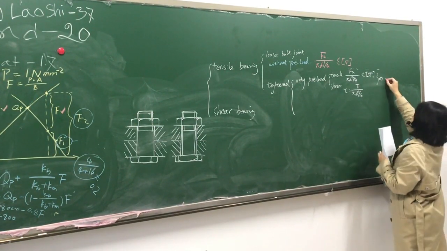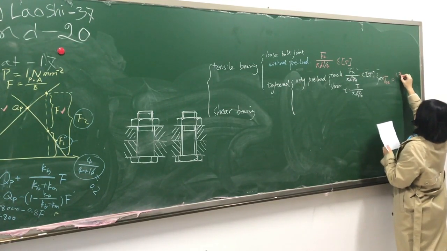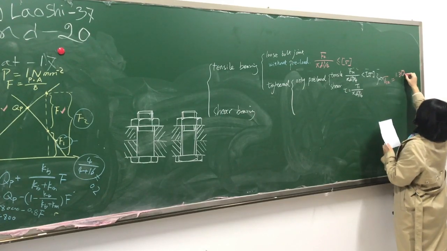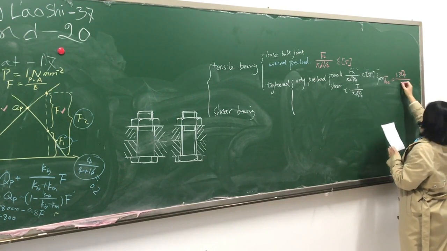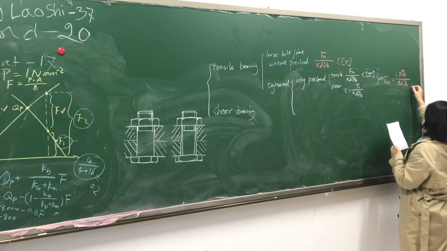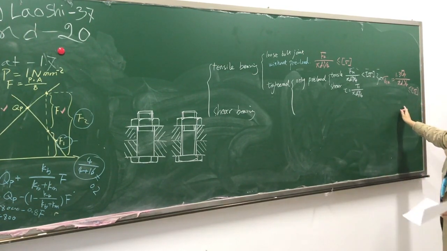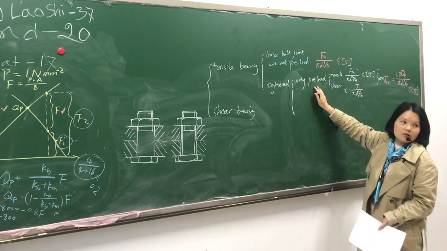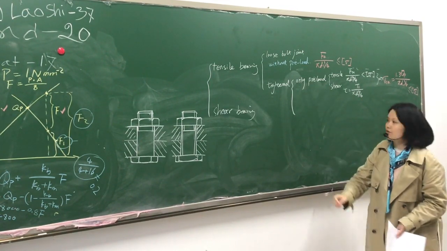For this condition, sigma Ca is 1.3 Qp. Qp is the preload, divided by the area, and it should be less than the allowable stress. And this is for the condition only subject to the preload.